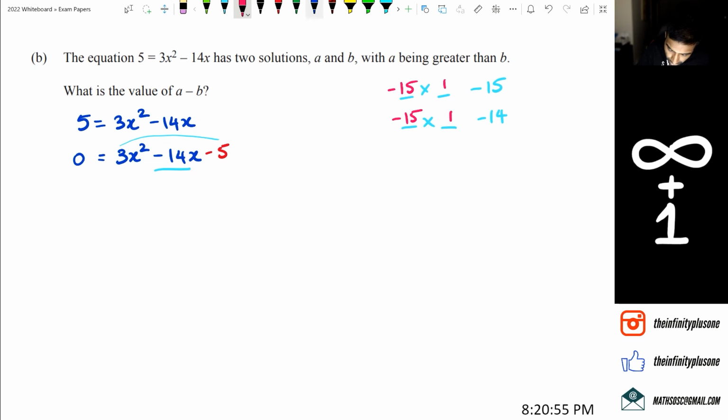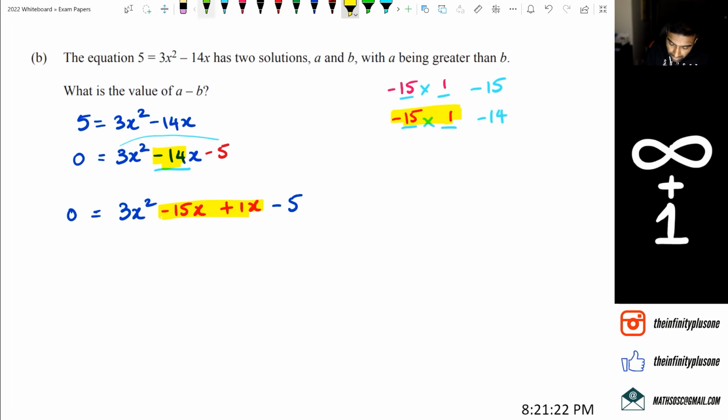So all I'm going to do is rearrange this quadratic equation where, instead of negative 14x, I'm going to write down minus 15x plus 1x minus 5. Really, I should have had that minus 5 in blue, because where did I get this 15 and 1? I actually got it from here. So I'm replacing the minus 14 with the negative 15 and positive 1.